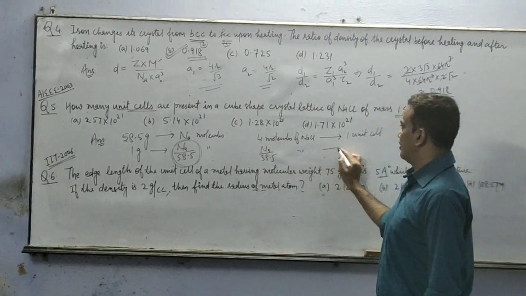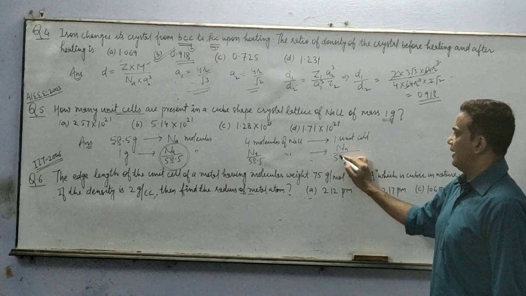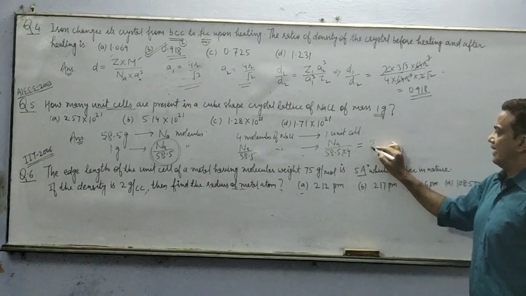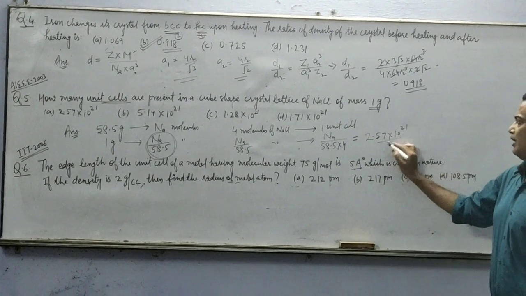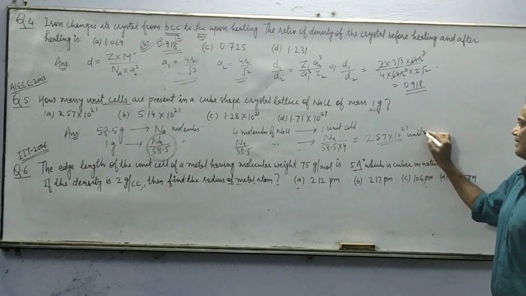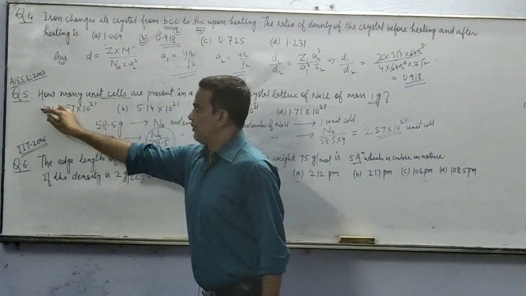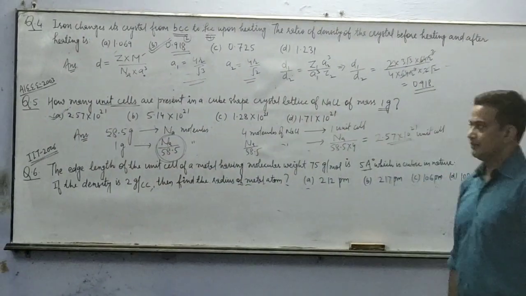So 4 molecules of NaCl constitute 1 unit cell of NaCl, and the molecules are Na upon 58.5. So how many unit cells will be there? Na upon 58.5 divided by 4. Solving this, you get your answer, 2.57 into 10 raised to power 21 unit cells. So what would be the correct answer? A, 2.57 into 10 raised to power 21.